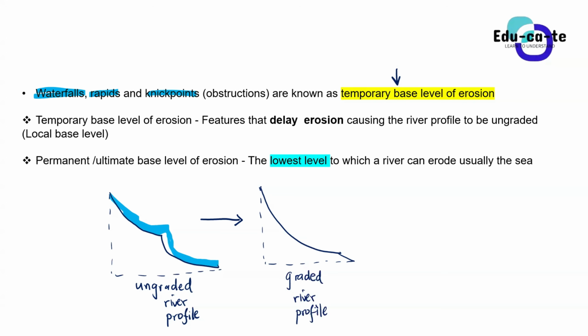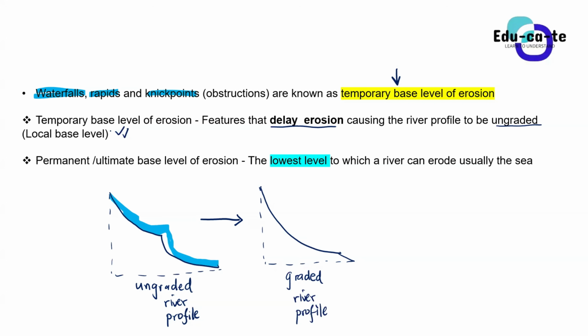All right. So basically, let's define temporary base level of erosion in the first place. Temporary base level of erosion are just the features that delay erosion, causing the river profile to be ungraded. It is otherwise known as the local base level of erosion. So you can say temporary base level of erosion, or you can say local base level of erosion. These are the things that cause our river profile to not be smooth, because a river must flow along a smooth path.